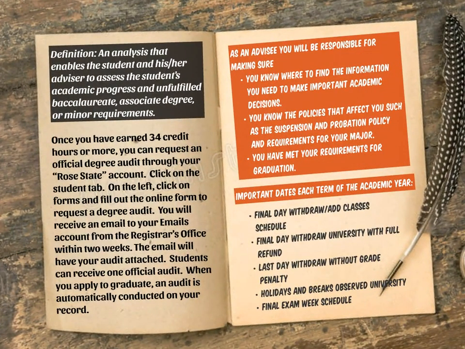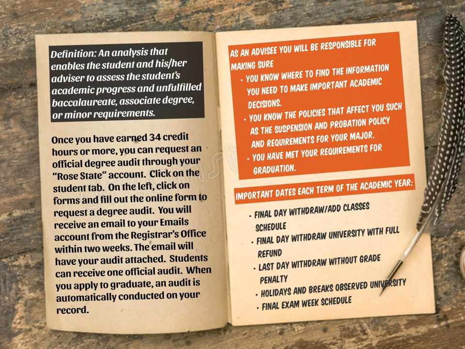If we were to define a degree audit, it would be an analysis that enables you, the student, and your advisor to assess your academic progress and unfulfilled baccalaureate, or in our case, associate degree or minor requirements. In other words, a degree audit is something that tells you the courses that you'll need to fulfill in order to complete your diploma or degree program, and it will also calculate or list the courses that you've already taken in fulfillment of those requirements.